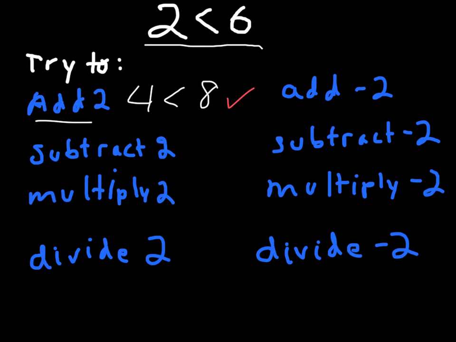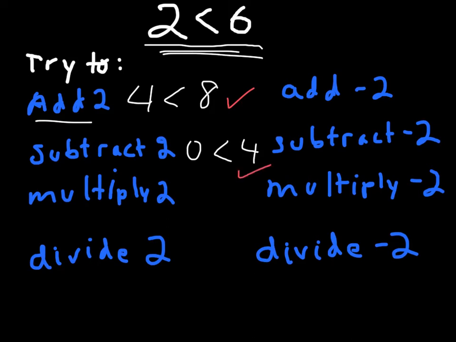Okay, the second one, if we subtract 2 from both sides, we'll have 0 is less than 4. I'm still going back to my original on this. Each time I'm going to go back to the original. Is 0 less than 4? Yes, that gets a check.